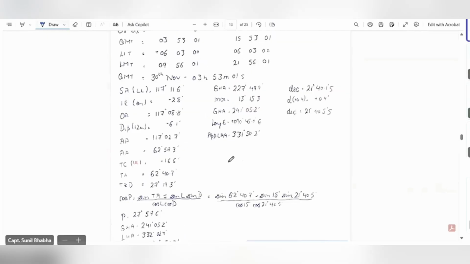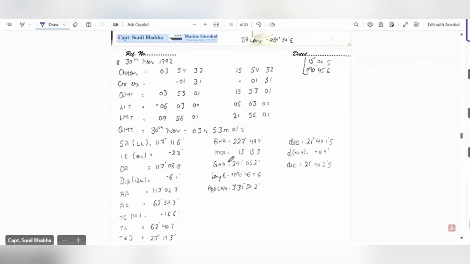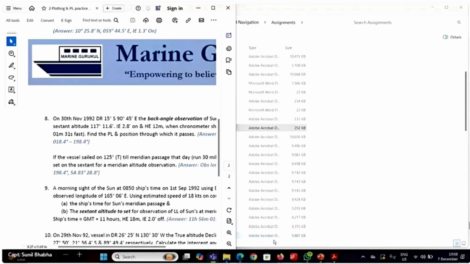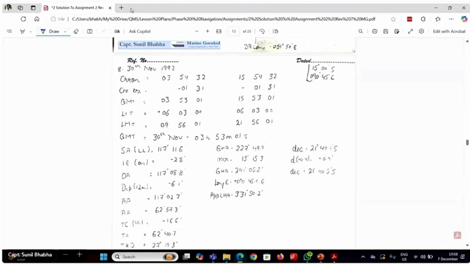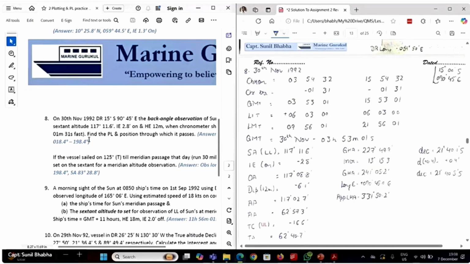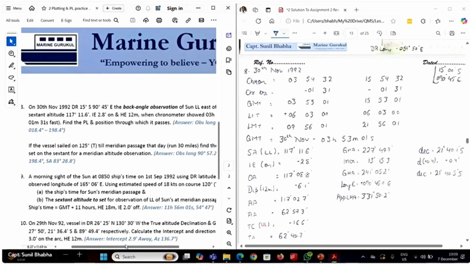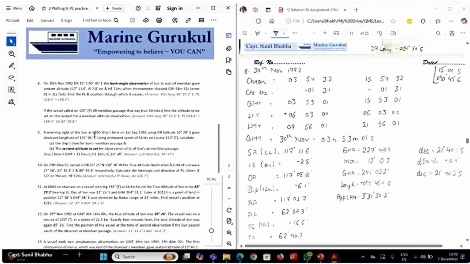Okay. Yes, this part. Let me see the question, beta. Give me a minute. Let's see number 8 now, side by side. Number 8 says, on 30th November 1992, the back angle observation of the sun gave a sextant altitude of this much when the chronometer showed this much. Find the PL and the position through which it passes.